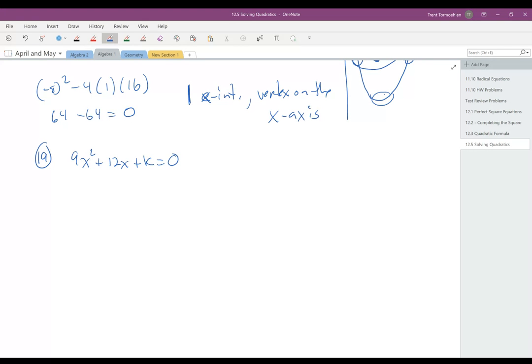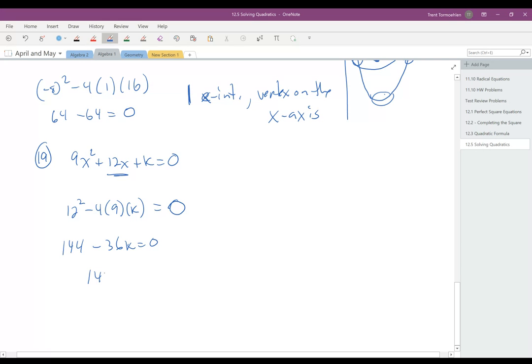So we calculate the discriminant. So it's going to be b squared, so 12 squared, minus 4 times a, which is 9, times k, which is c. And we want to find out when does that equal 0 because we want the one root. So that's going to happen when you get 144 minus 36k equals 0. So you can solve that. So 144 equals 36k. So when you divide both sides by 36, you get k equals 4.